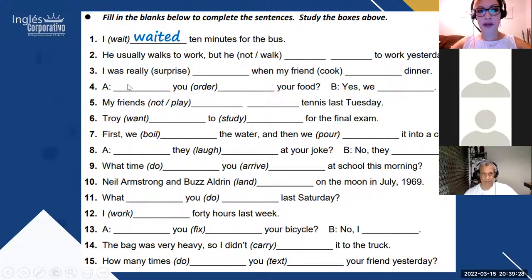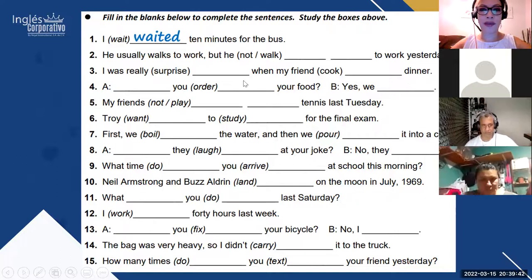I'll give you time for you to complete the rest of them. You can do it in your notebook. If you are fast enough, you can write the complete thing. If not, don't worry, you just write the answers. I'll give you some time, and after that, we are going to check together.